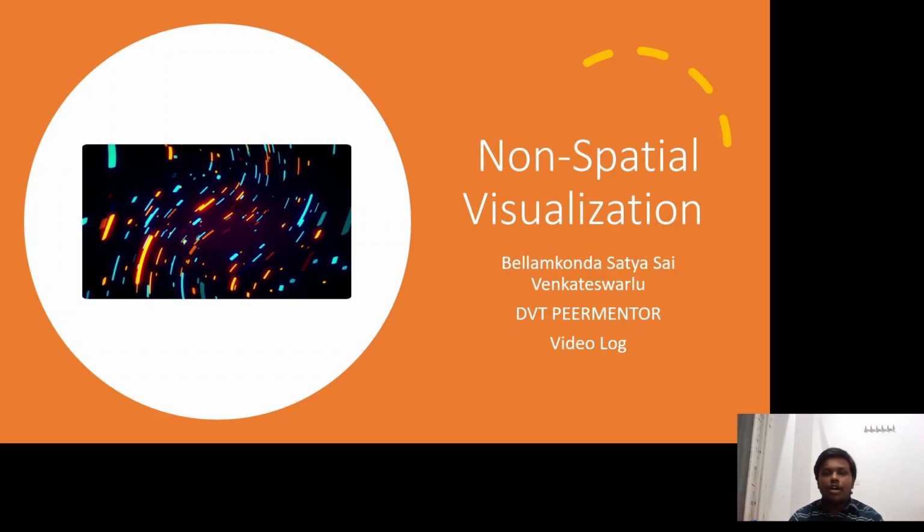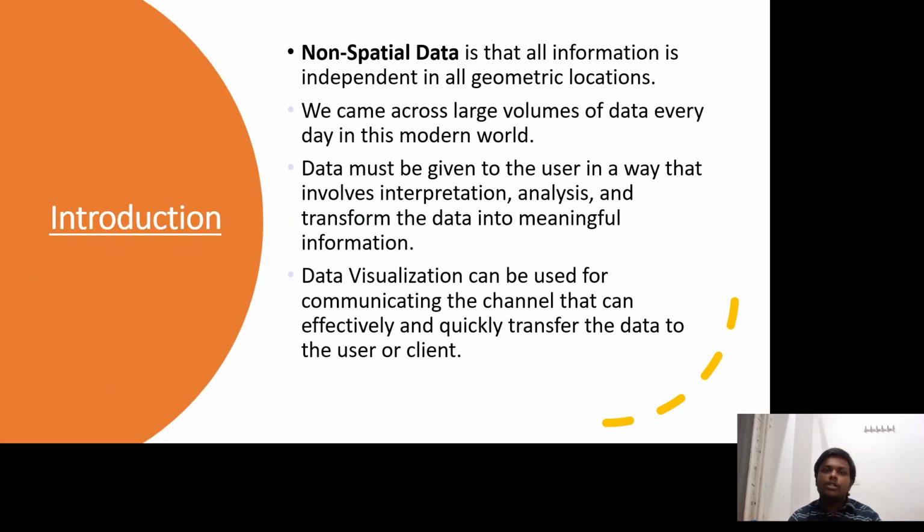Today my video log topic is non-spatial visualization. Non-spatial data is an attribute or characteristic, all the information which is independent of geometric locations. For example, a person's height, mass and weight are non-spatial because they are independent of the person's location, because there are many types of data for a certain person.